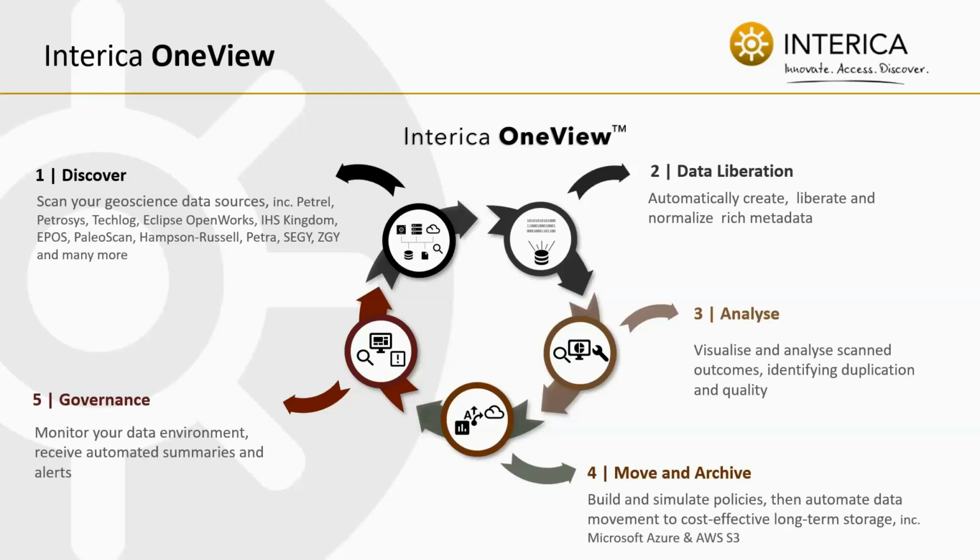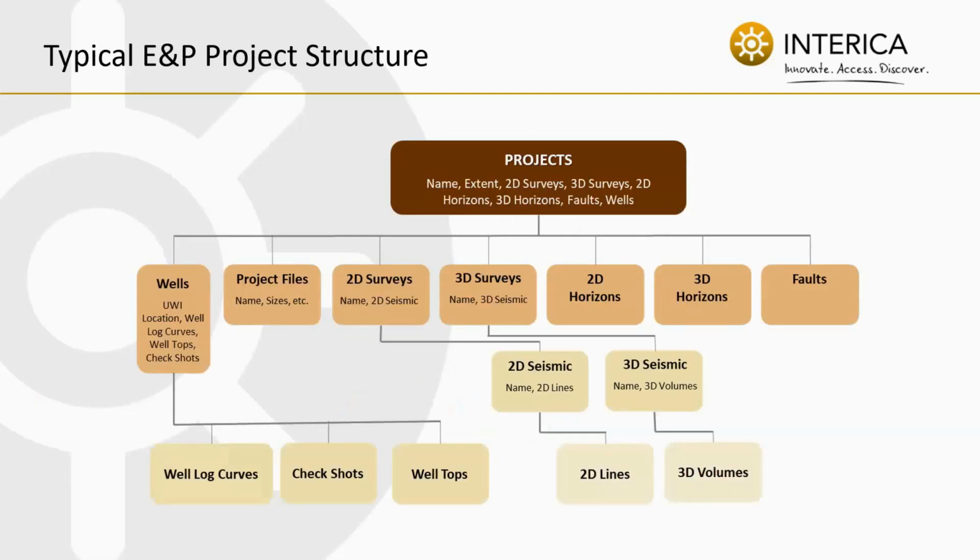The ability to view data across multiple projects and applications using key identifiers provides rich metadata and statistics about the project. Projects that meet predefined criteria can be automatically selected for archive or cleanup and moved into, for example, the OSDU. This is a typical E&P project structure with wells, 2D and 3D surveys, horizons, and associated project files.